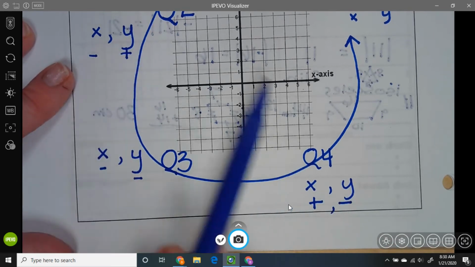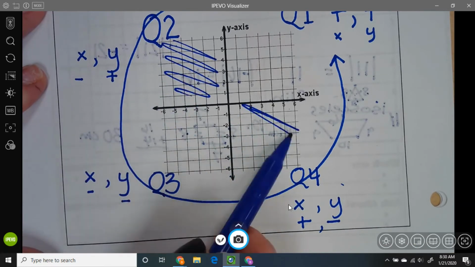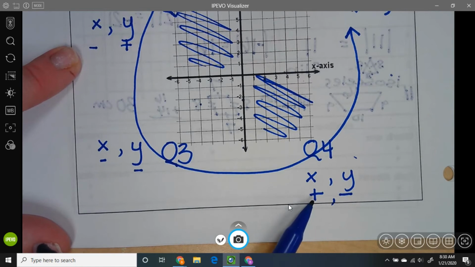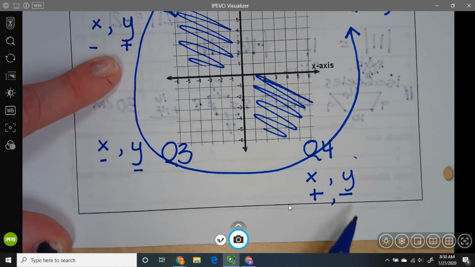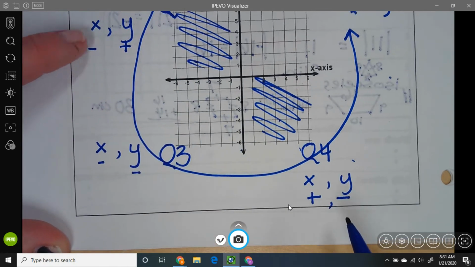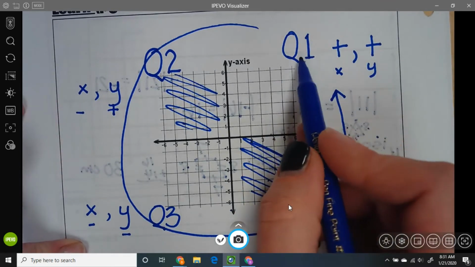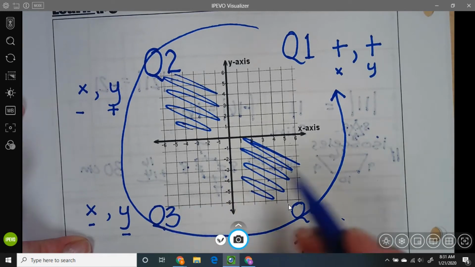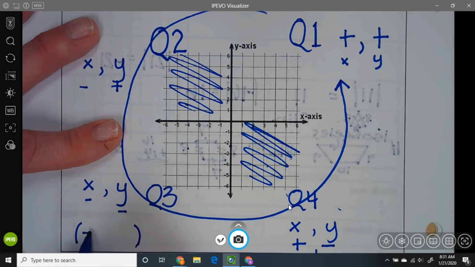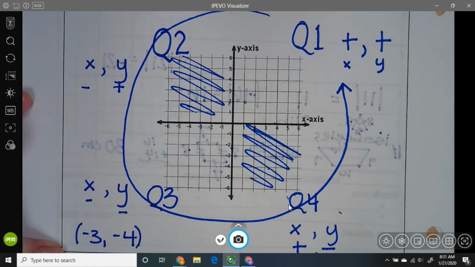If you notice across from each other, the x-axis here is negative, whereas the x-axis here is positive. The y-axis is positive here, and it's negative here. So if you take the opposite corners, they're the opposite operation. So quadrant 1 is positive, positive. Quadrant 3 is negative, negative. So if you had a coordinate that was -3, -4, you would know that should be in quadrant 3 somewhere.